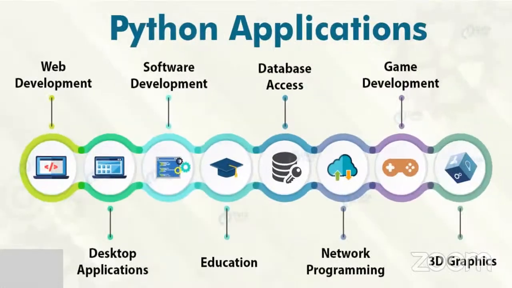Now let's move on to Python applications. The first thing that comes is web development. In web development, we'll be using Python. Python is used widely for developing web applications. We have several frameworks for developing web applications: Django, Flask, and Pyramid. These Python frameworks simplify the process of web development because they offer pre-built modules and pre-built tools.